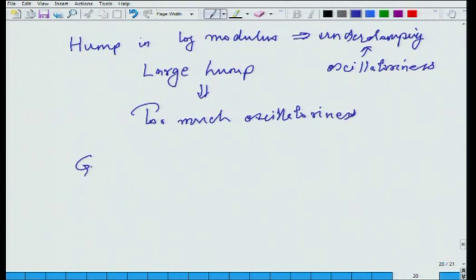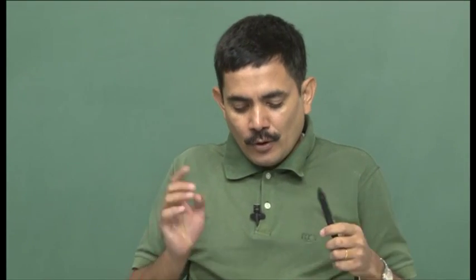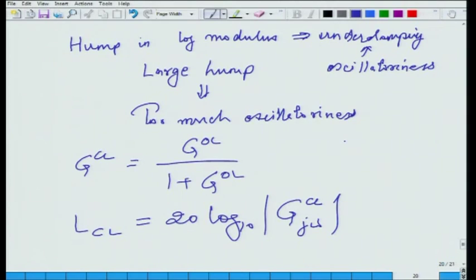You define G closed loop is equal to G open loop upon 1 plus G open loop, that is the transfer function, and then you define closed loop log modulus as 20 log on base 10 of absolute value of G closed loop j omega. This is LCL. Now I revert back. If your tuning is very sluggish, you do not have a large gain, and I plot LCL versus log omega, the LCL curve looks something like this, no hump. No hump means there is no oscillatoriness.